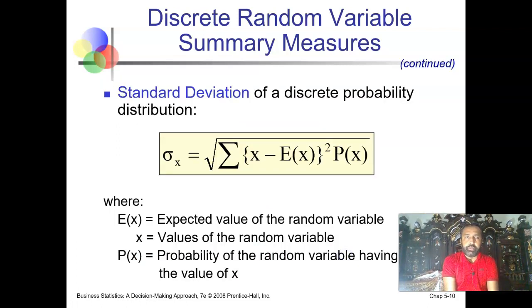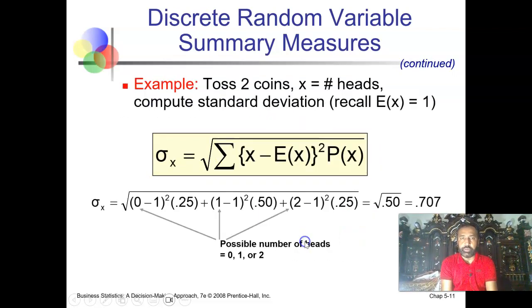The second is the standard deviation, and for the standard deviation, again we take the deviation of x from its mean, we take its square, and then instead of dividing it by n, we multiply it with the probability of x, then we take the square root and we find out the standard deviation.